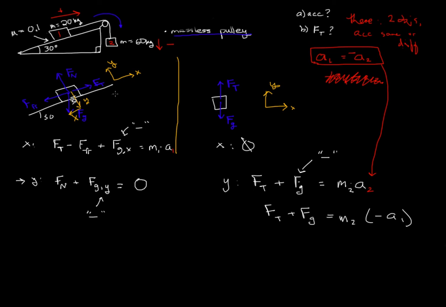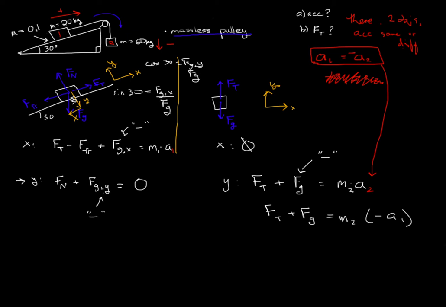Now we can say that the sine of 30 equals opposite, which is force due to gravity in the x direction, the x component of force due to gravity, divided by the hypotenuse, which is this blue line here, and that's just force due to gravity. And if we take cosine, cosine of 30 equals the adjacent side, so force of gravity in the y, divided by force of gravity.